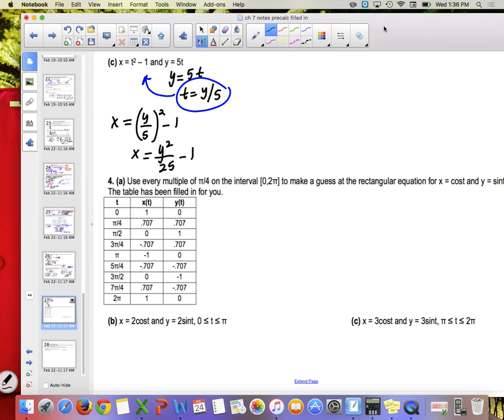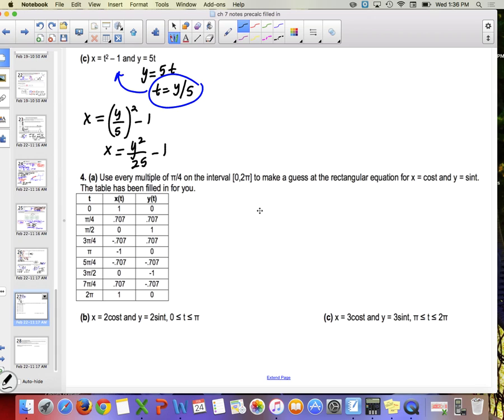All right, so it says use every multiple of pi over 4 on the interval 0 to 2 pi to make a guess at the rectangular equation for x equals cosine of t and y equals sine of t. Okay, the table has been filled in for you. So basically it's saying plot all of these points right here. Okay, so if I have 1, 0, we know it's here. If I have 0.707, 0.707, it's really root 2 over 2, root 2 over 2.